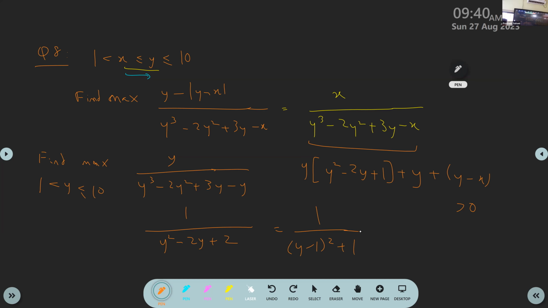Oh, okay. Then I guess there's a mistake in my question. Maybe I should have given y greater than or equal to 1. Then I can put y equal to 1. Otherwise, y can approach as close to 1 as possible, and the expression will keep on increasing, but it will never reach a maximum value as such. It will be like an infinite descent. So I think the mistake in the question was that this should have been greater than or equal to.